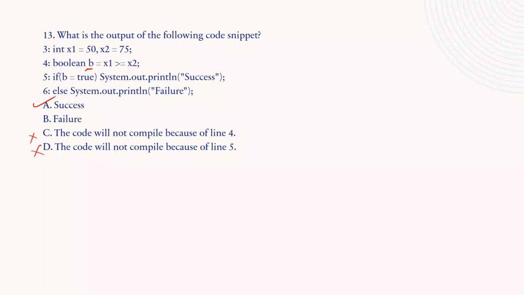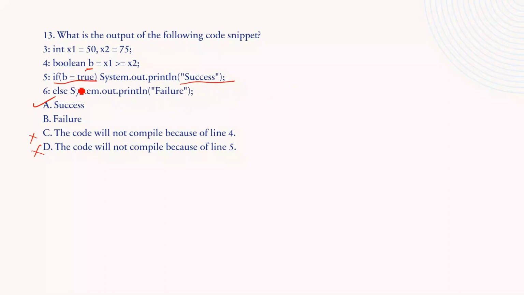So what happens in this case? If the value of b after line 4 is false, the if statement on line number 5 does b = true. Even though b is false over here, we are just reassigning it to true. So this entire expression becomes true and we are printing Success on the screen.